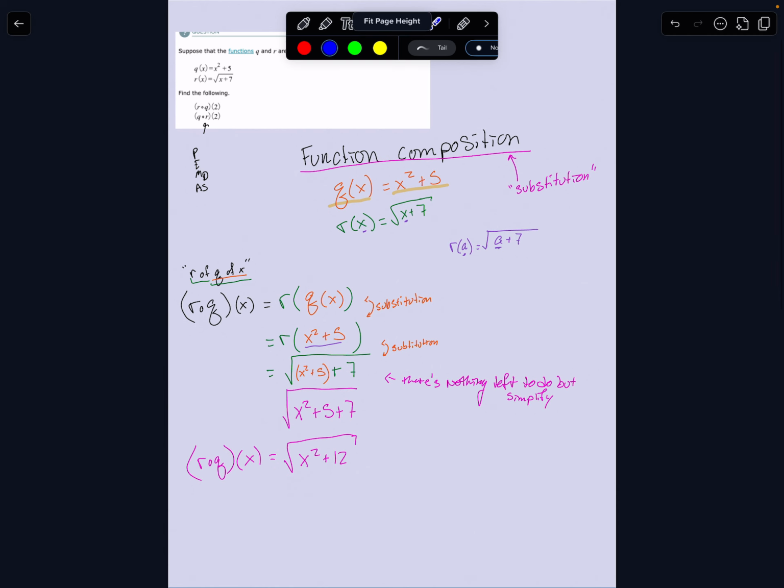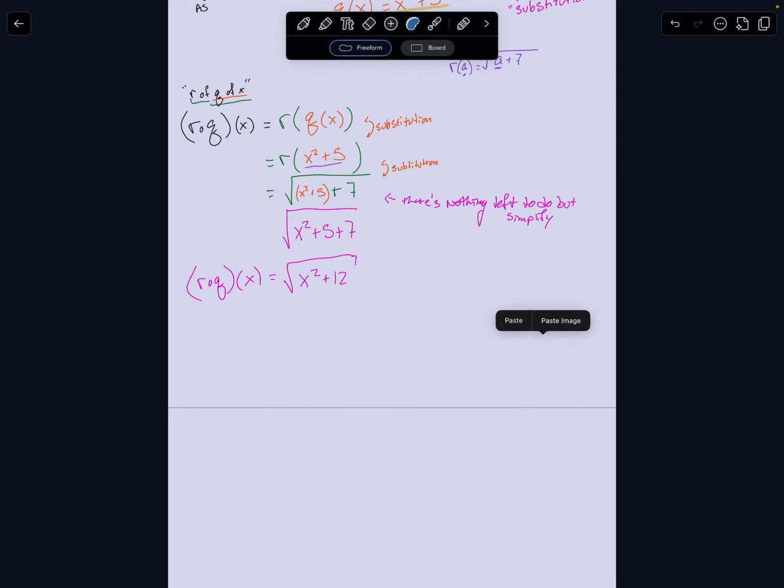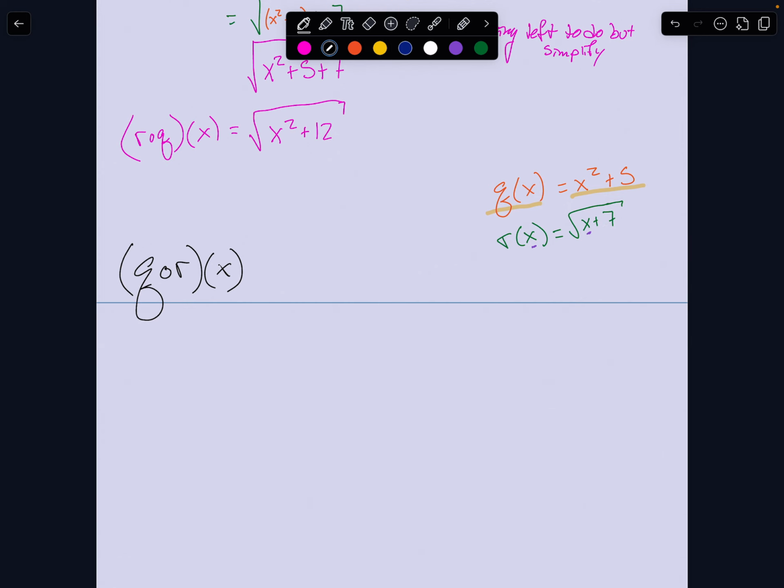Okay, so that's substituting it one way. What about the other way around? Well, let's go ahead. Let's take these with us. And we did r of q, so now let's look at what is q of r of x, right? And so again, I'm gonna expand this out. So q is on the outside now, and r is on the inside, because the way I rewrite this is r is the furthest to the right, so it's the innermost function.